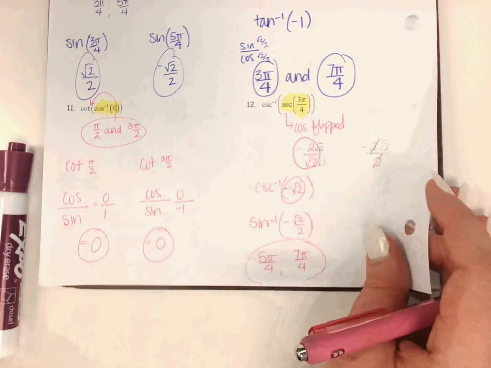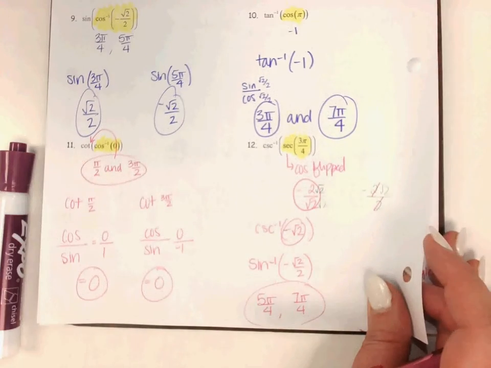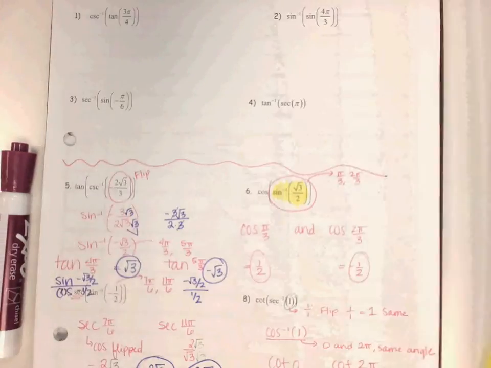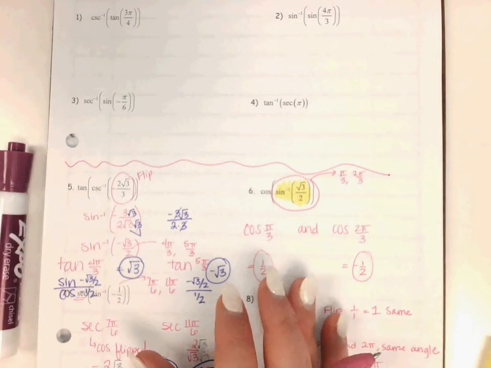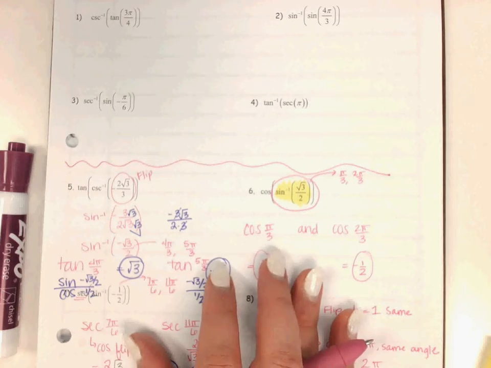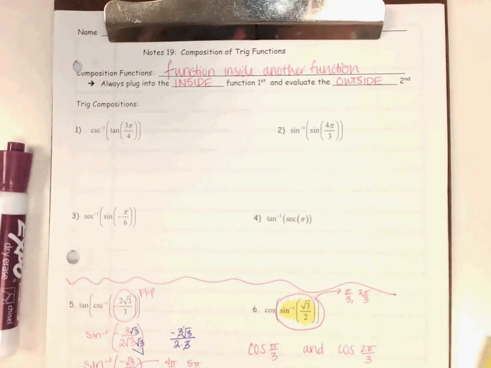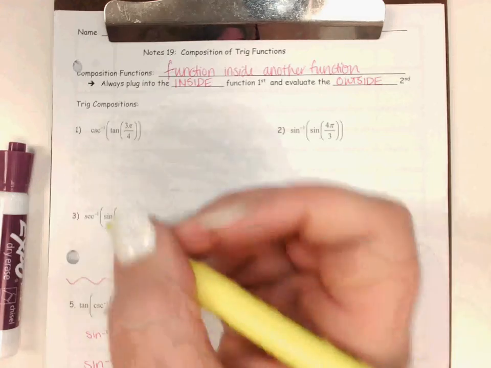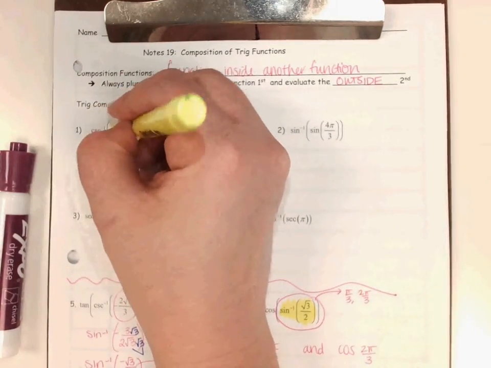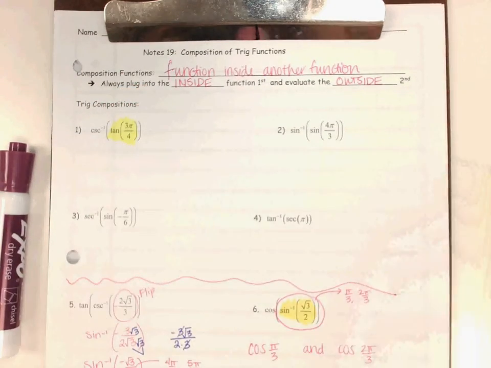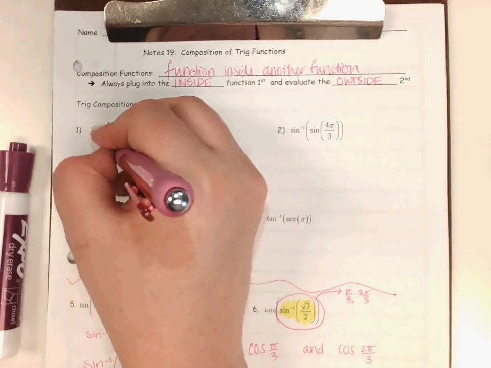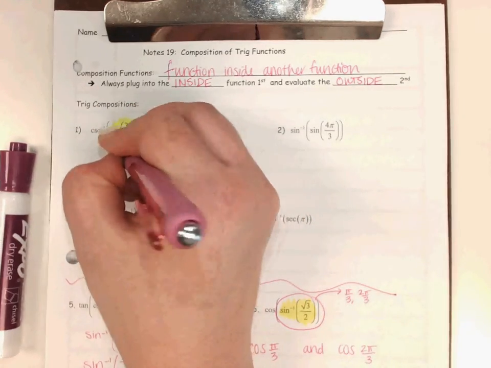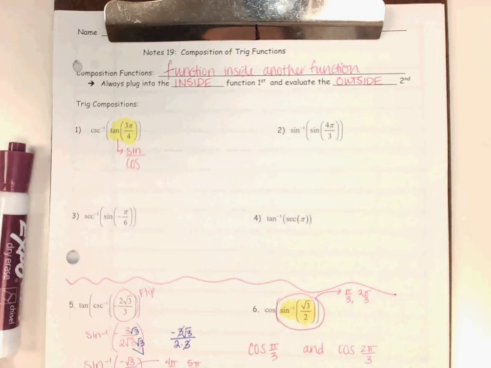Okay, go back to your notes. Several of these on your notes look like they might not work, but let's try it. Okay, let's look at number 1. Look at your middle part. Tan of 3 pi fourths. How am I going to find the tan of 3 pi fourths? I'll do sine divided by cosine, right? That's how you find tan.